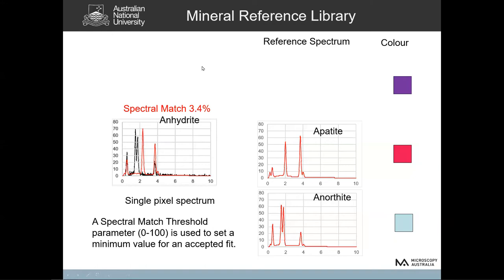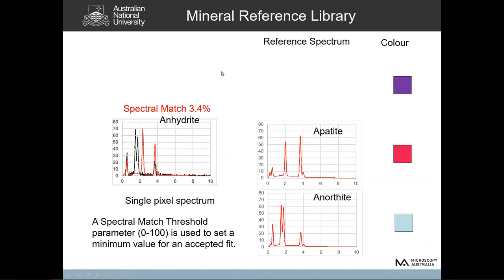So the spectral match is a way of deciding when it fits and when it doesn't. Usually that can be from 0 to 100% fit. 100% fit is a perfect fit. In this case, we only have a 3.4% match. Now, in the software itself, we usually set a spectral match threshold, which is typically not 100%. When you do your first run, you might set it at high 80s, low 90s, something like that, so that you allow a slight amount of mismatch. In this case, I'm going to demonstrate it set at 90%. So the threshold is set at 90% match.